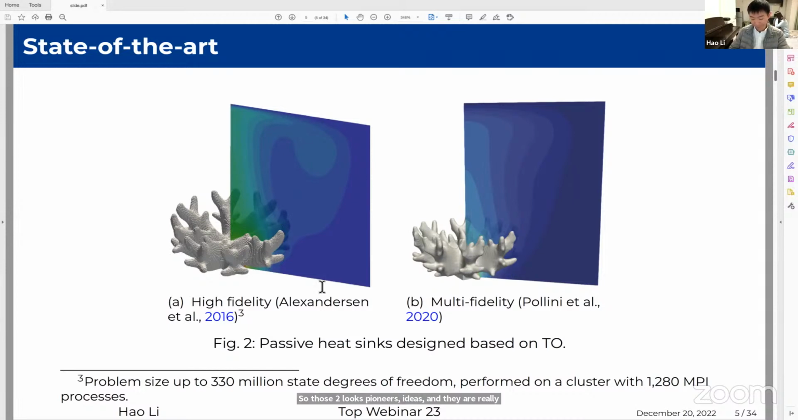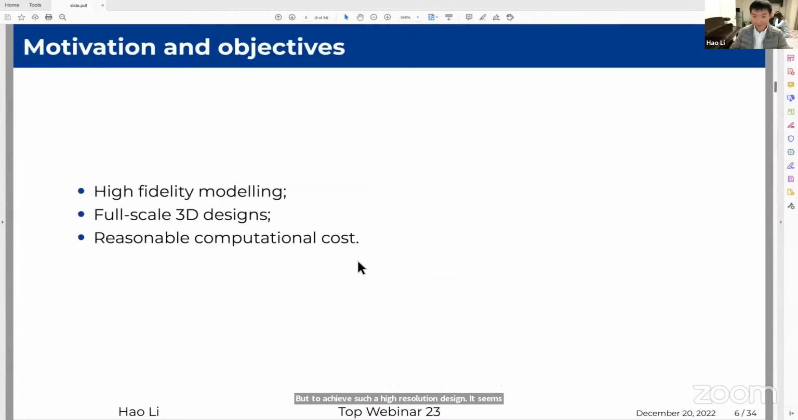But to achieve such a high resolution design, it seems that we have to use a large machine, which is not always available to the general user. So it remains an open question how we can get a 3-dimensional design using a high fidelity modeling, but at a reasonable computational cost. Although it looks like a simple technical issue, it is indeed quite difficult to find an efficient algorithm in practice. That is the key motivation of our work.